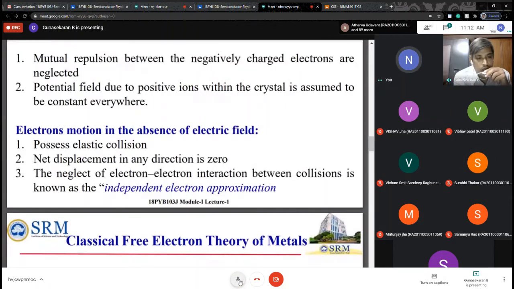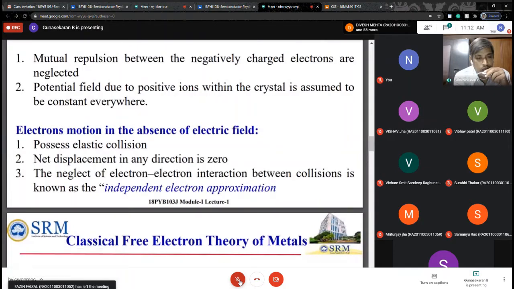Yes, very good. There is no loss of energy. So simply, these collisions are purely elastic collisions, and the net displacement in any direction goes to zero, and the interaction between the electrons is also negligible. That's what they are telling here. Between collisions, this is known as the independent electron approximation.